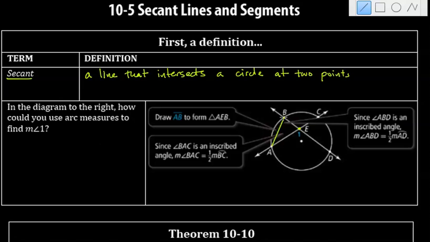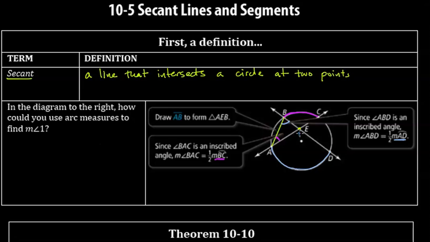It formed one angle called angle BAC. That's an inscribed angle, and its measure would be half of the measure of arc BC. So this angle goes with this arc. But it also formed an angle right here called angle ABD, which is an inscribed angle, and it's intercepting arc AD. So we know that that angle would be half of arc AD's measure. So from that, I'm going to show you how we can say something about angle 1.